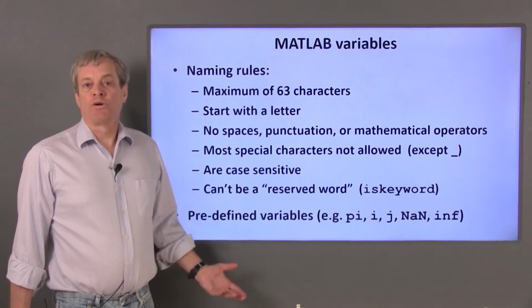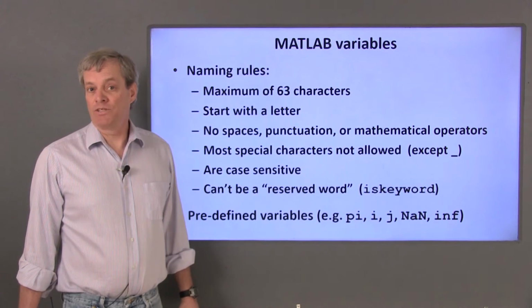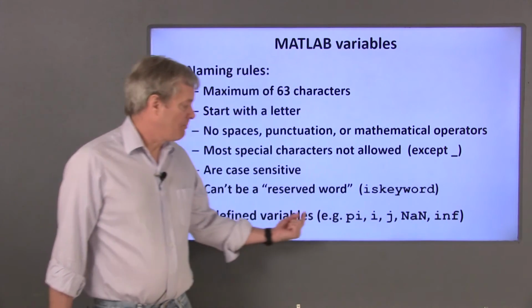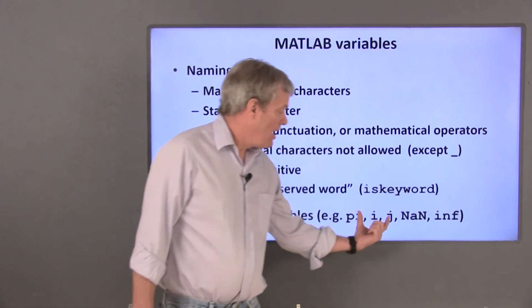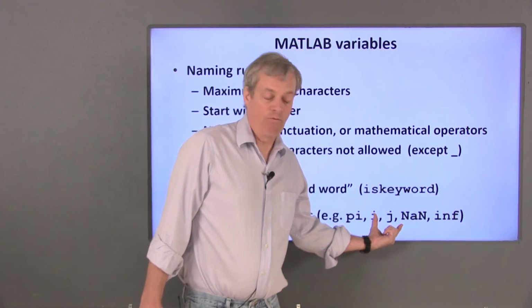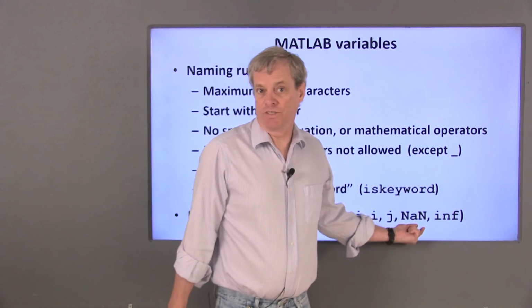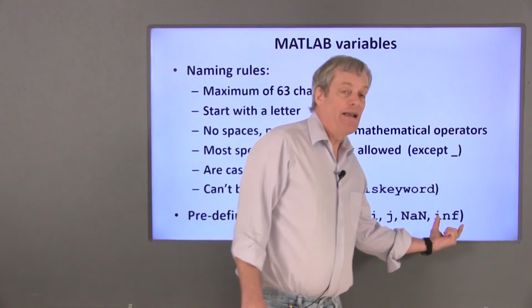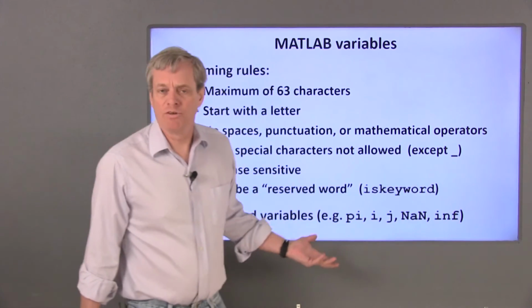Finally, there are a number of predefined variables in MATLAB. These variables are created when MATLAB starts. Some common ones are pi, or the ratio of the circumference of a circle to its diameter, i and j, both of which can be used to represent the square root of -1, NaN for not a number, which would be the result of an undefined operation, and Inf for infinity, or any number that's too large for MATLAB to represent.